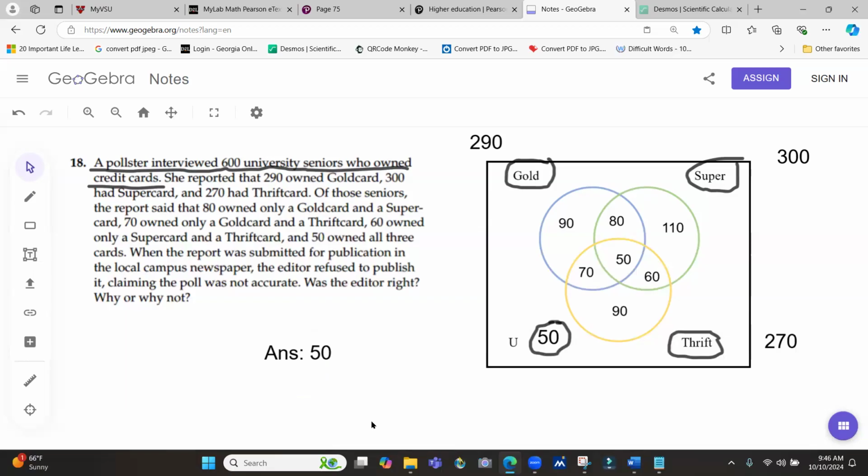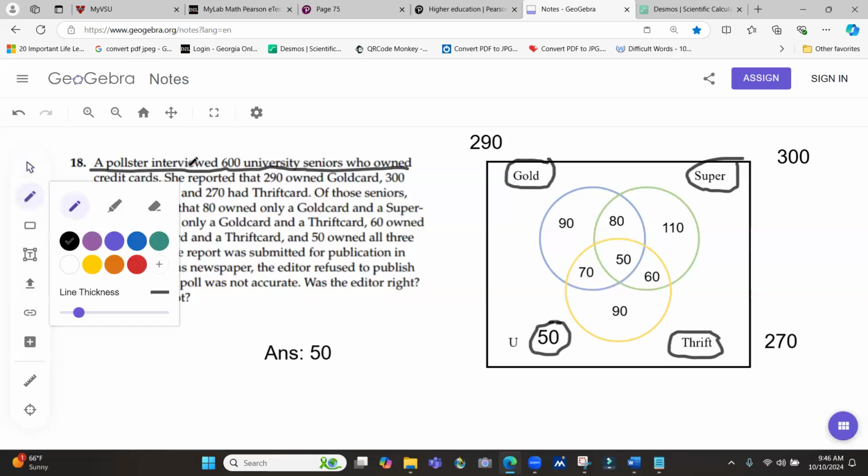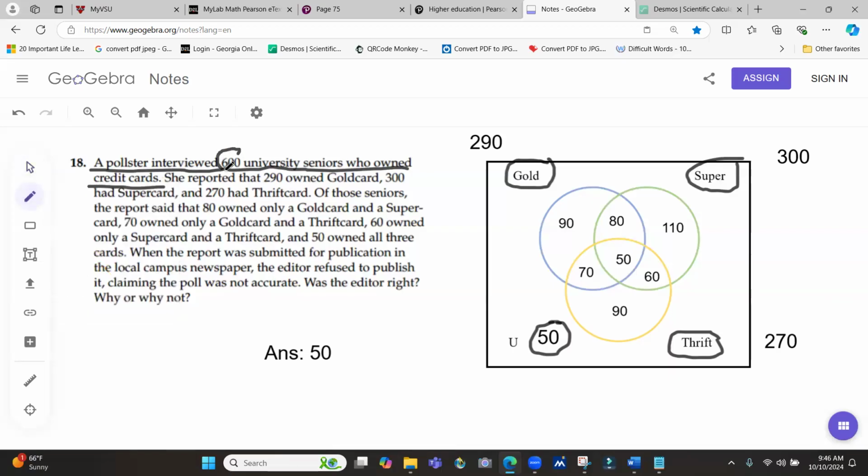I would say the editor wasn't right. The data looks fine to me. The editor would be right if the first line said 600 seniors owned one of these three cards, gold card, thrift card, or super card. They didn't say that. They said they interviewed people with credit cards. And there are more than three credit cards, many more.